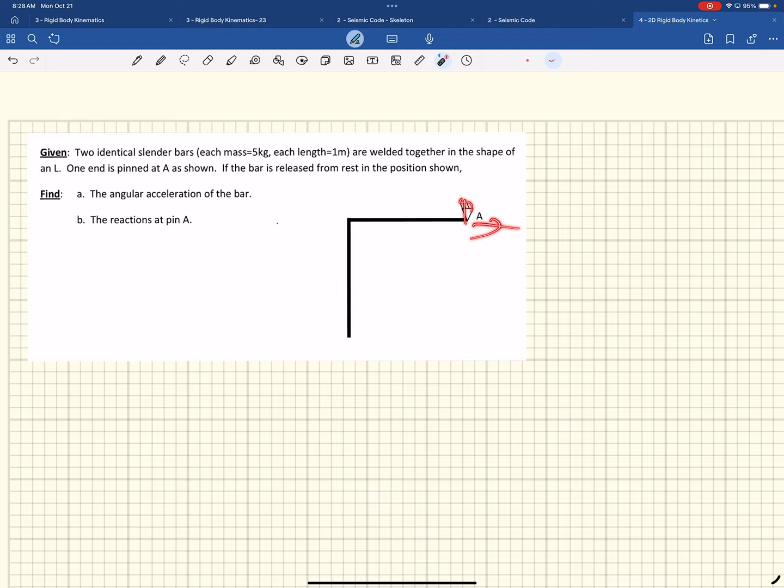Right. And so this is not a statics problem. You can't just sum the forces equal to 0, sum the moments equal to 0, because they're not equal to 0. They're equal to mass times acceleration and I times alpha, right? So we have to include both of those things. So let's go through this.